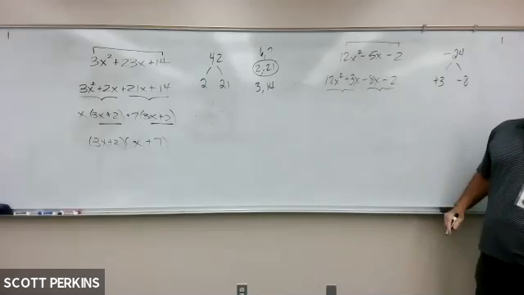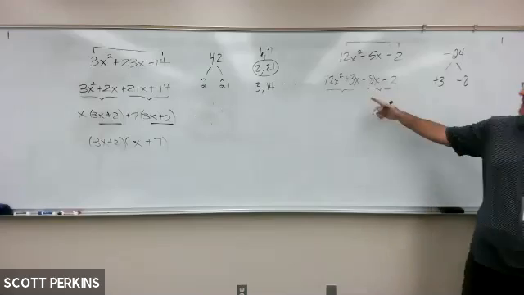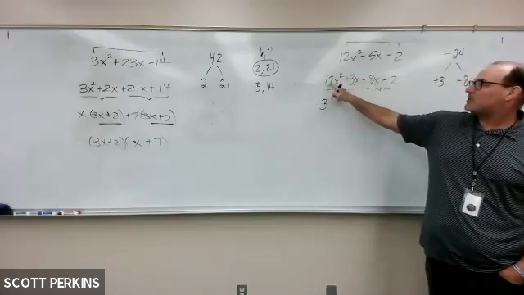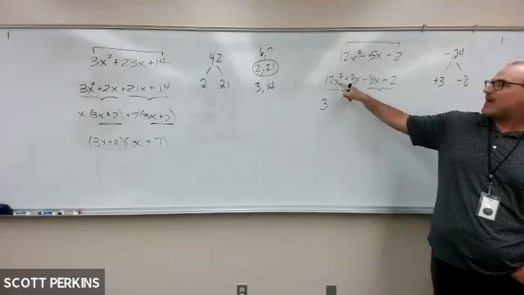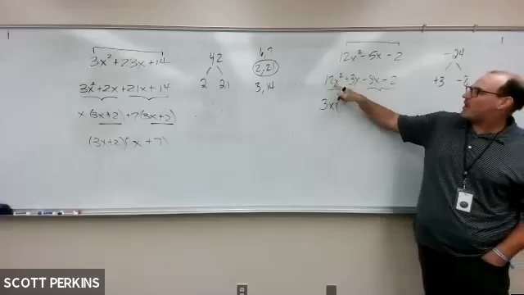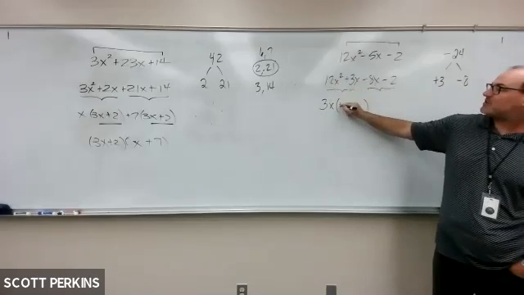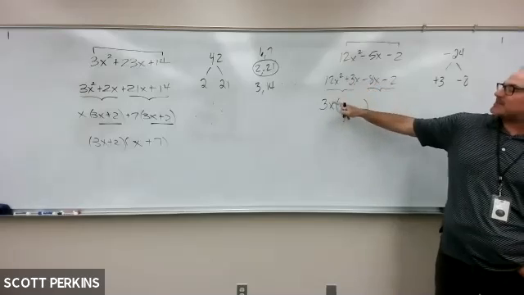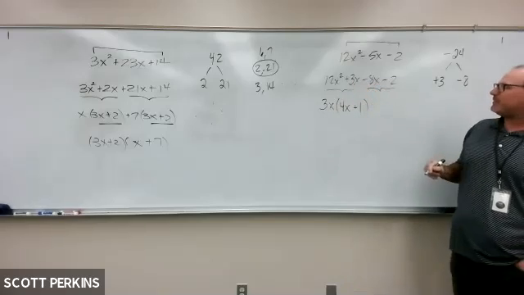Now I factor by grouping. Out of the first 2, I can take a 3x. 12 and 3 have a 3 in common. X squared and x have an x in common. 12x squared divided by 3x is 4x. 3x divided by 3x is plus 1.